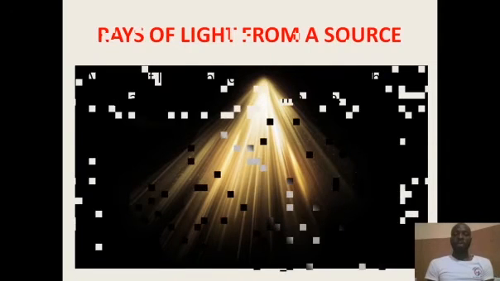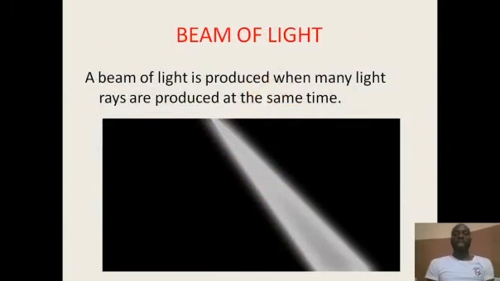Okay, moving forward, we'll now go over to beam of light. Look at the picture which is shown on your screen. Now, a beam of light is produced when many light rays are produced at the same time. Now, you see, a collection of light rays is called a beam. I repeat it again. A collection of light rays is called a beam of light.